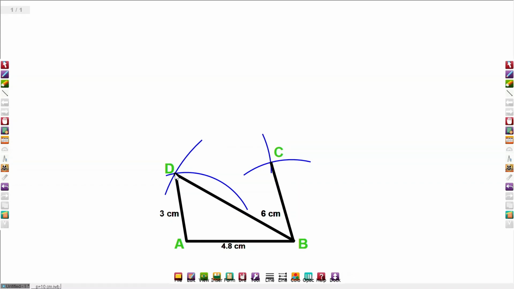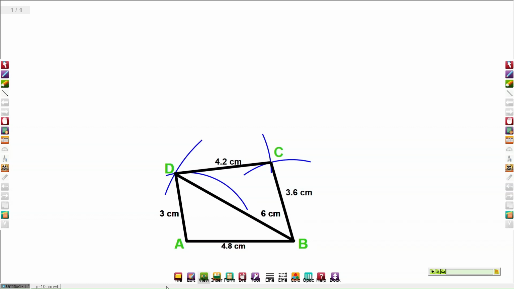and then join BC with a straight line and also DC with a straight line, and thus we obtain a quadrilateral ABCD with four sides measuring 4.8 centimeter, 3.6 centimeter, 4.2 centimeter and 3 centimeter, and diagonal BD measuring 6 centimeter.